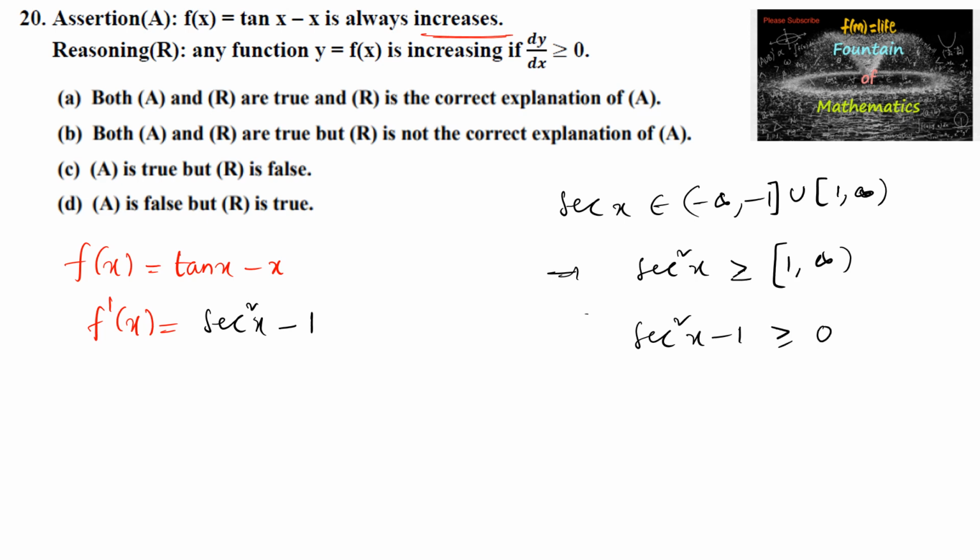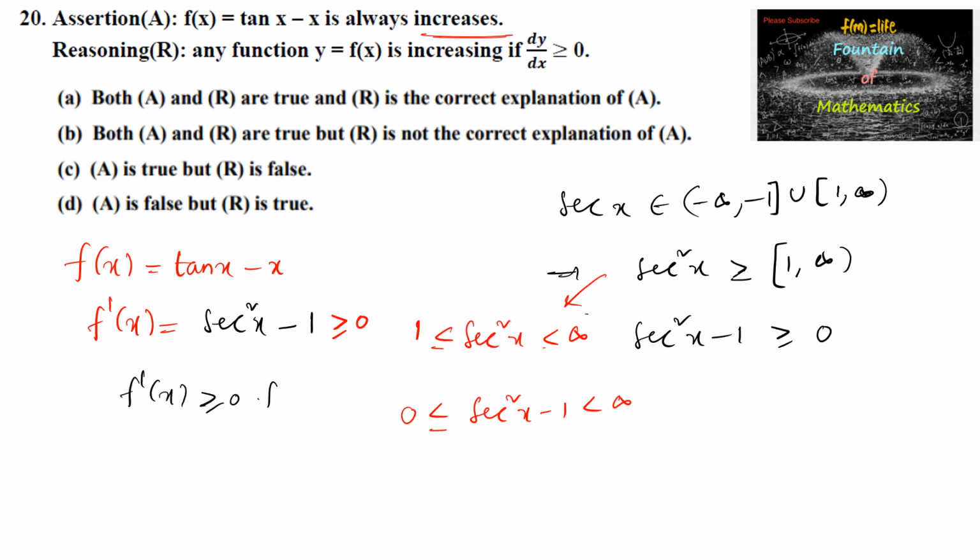We can also mention here that secant square x lies between 1 and infinity, and secant square x minus 1 lies between 0 and infinity. So we can say that secant square x minus 1 is always greater than or equal to 0, and hence f dash of x is greater than or equal to 0 for every x defined in the domain of the function, and hence we can say that f is increasing.